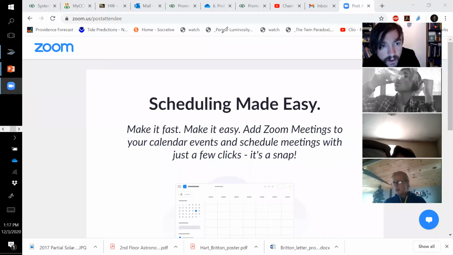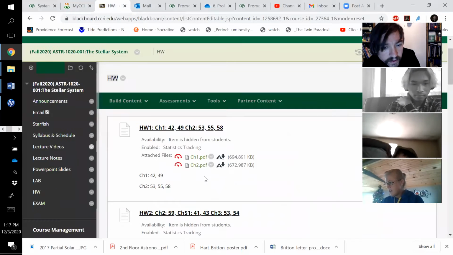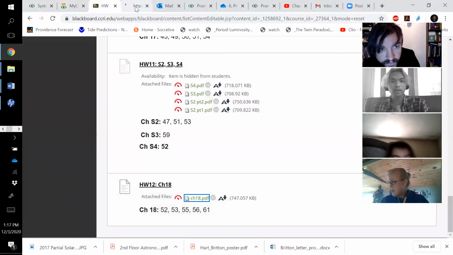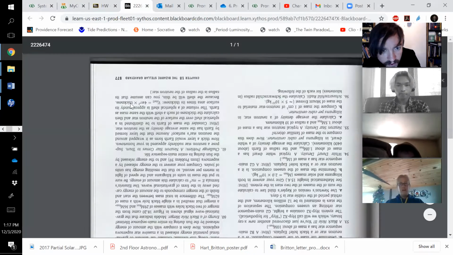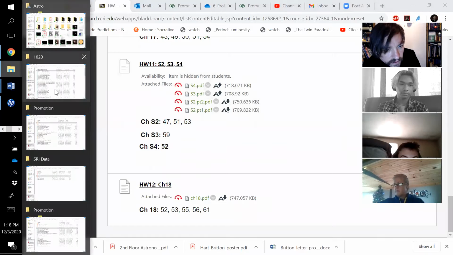AS1020. Hey, Professor, I opened up the homework 12 and the thing's upside down. Oh, bloody hell. Yeah. All right, hold on. Let's see what we can do about that. Upside down, you say? Let me verify that's how it looks on my screen. All right, this is easy enough to correct, I believe.